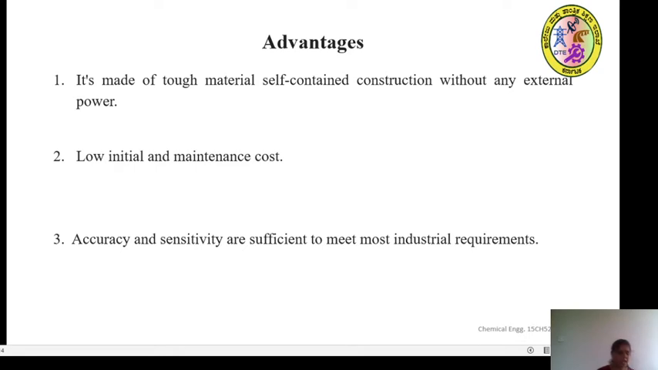Accuracy is the ability of the system or the device to respond to a true value of the measured variable under reference conditions. I'll repeat, it is the ability of the system to respond to a true value of the measured variable under reference conditions. Because of these two properties, it can meet most industrial requirements.